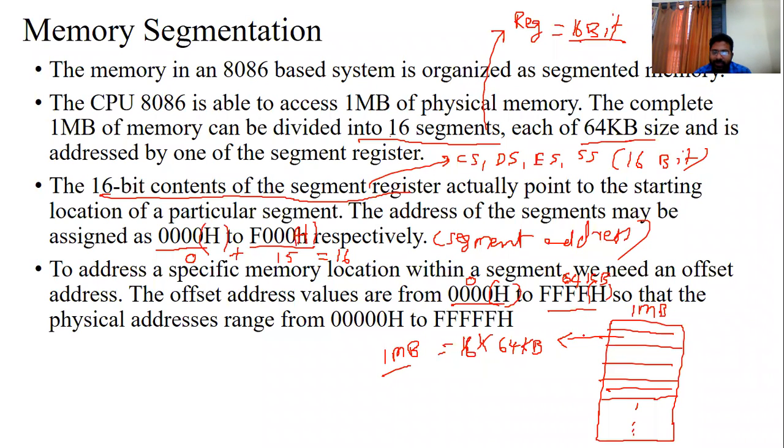So this is 64 KB memory. The 1 MB means here 5 zeros. The 1 MB memory starts at 00000H and goes up to 5 Fs: 1, 2, 3, 4, 5. 5 Fs is nothing but 1 MB. This is the 0 to 1 MB memory.